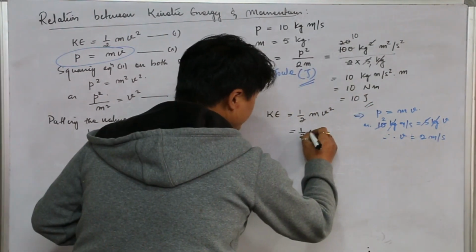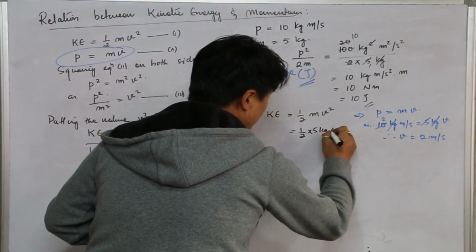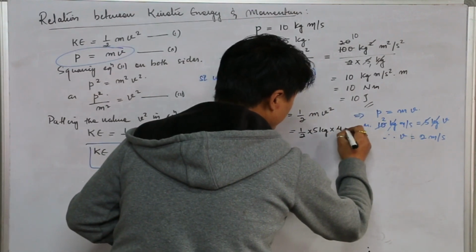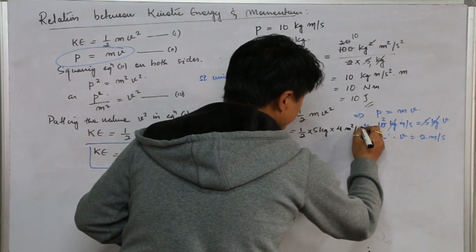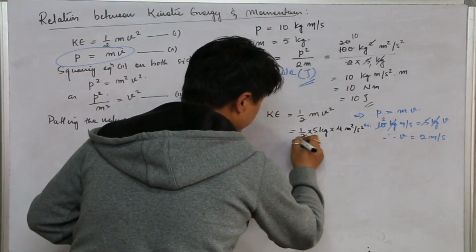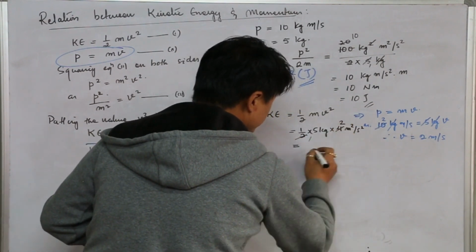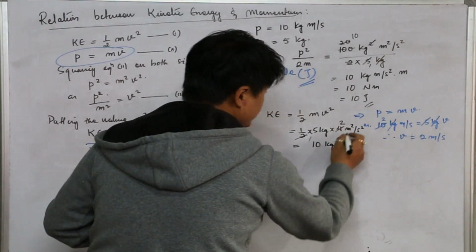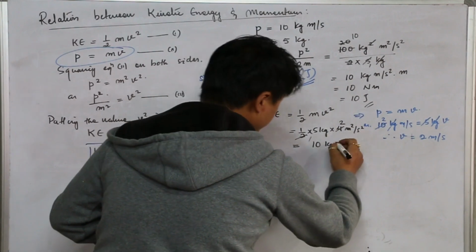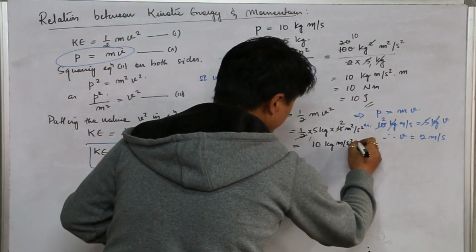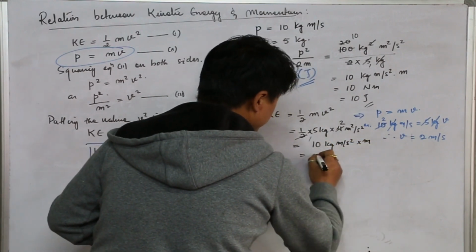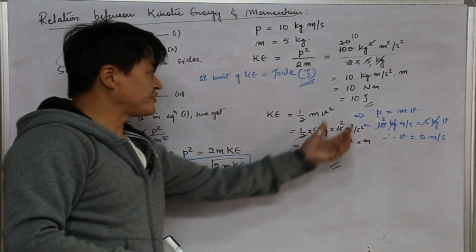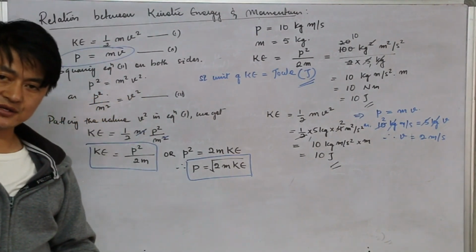Half m, where m is your mass 5 kg, and the velocity is 2 square, that means 4 meter square per second square. This 2 one time, 2 times, this will become 5 times 2, 10 kg meter per second square into meter. This will give you 10 joule. Okay, either way we can find the kinetic energy.